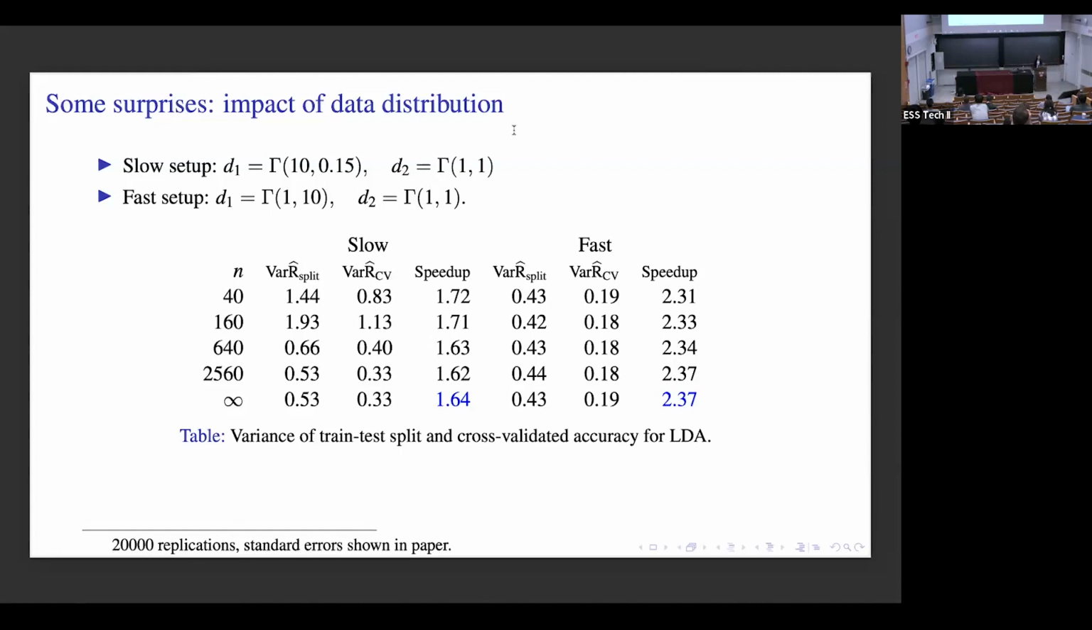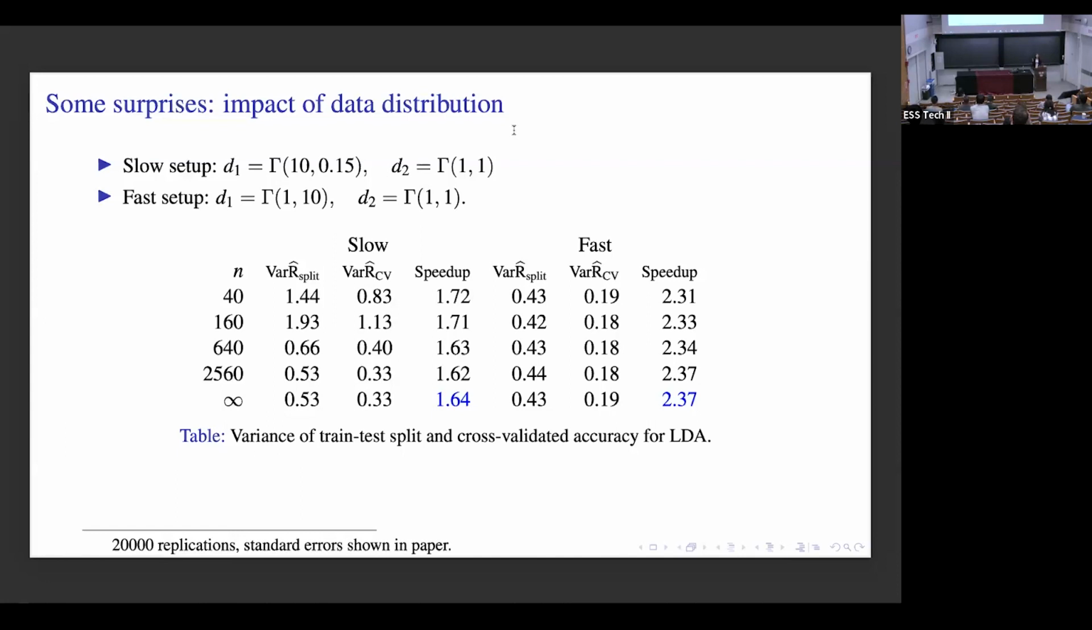But if you simply change the distribution D1 to be a gamma with parameters 1, 1, no, 110, sorry, suddenly rho becomes negative. The dependence between the folds is helping you, and doing two-fold cross-validation is like having more than 2 times more data to estimate the split risk. And so this was a very surprising behavior to us. So what do we see?